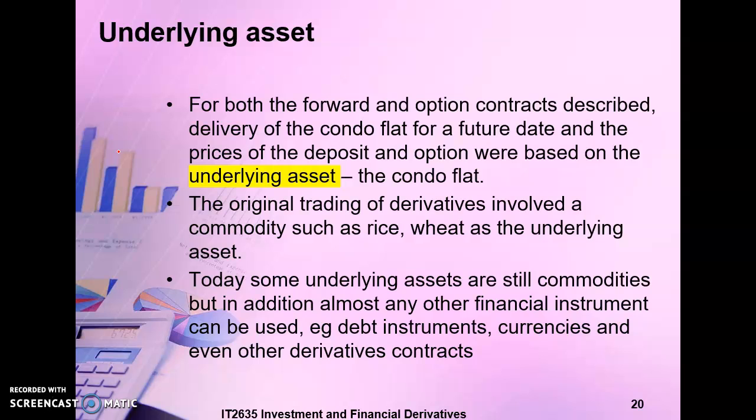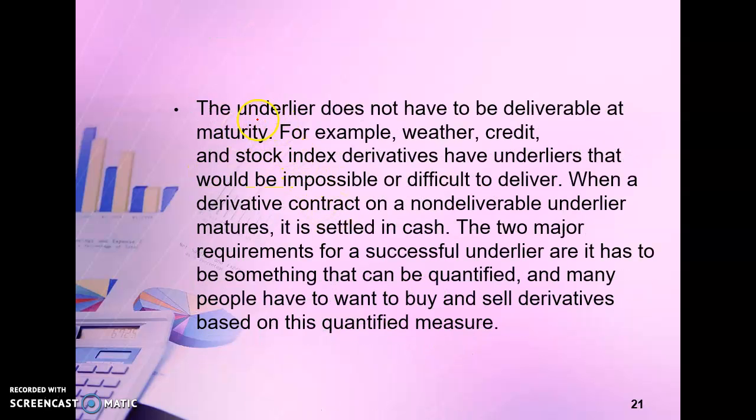Underlying assets. Okay, so you can see this whole derivative. What's the underlying asset? It's basically the condominium, right? That's what the whole contract, the whole derivative, the whole agreement is based on: the value of the flat. Okay, that's what we are looking at. So talking about underlying assets, you'll find that actually you don't have to deliver the underlying asset at expiry or at maturity, right? You don't have to deliver it.